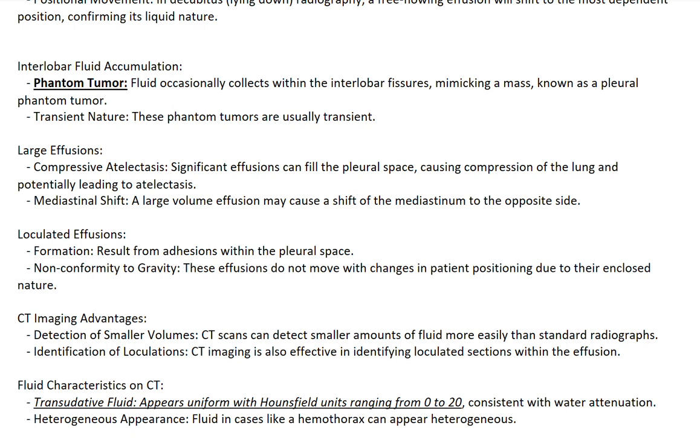8. Fluid characteristics on CT. Transudative fluid appears uniform with Hounsfield units ranging from 0 to 20, consistent with water attenuation. Heterogeneous appearance. Fluid in cases like a hemothorax can appear heterogeneous.